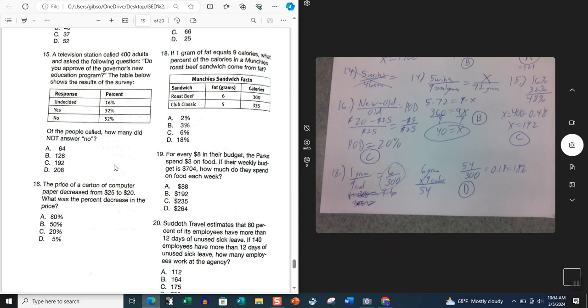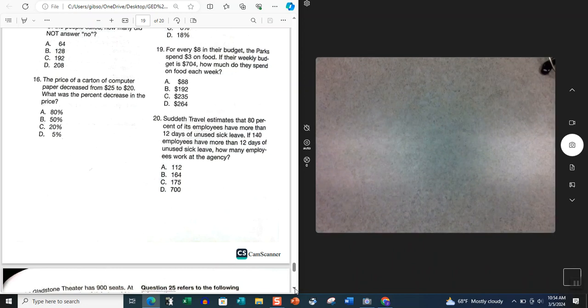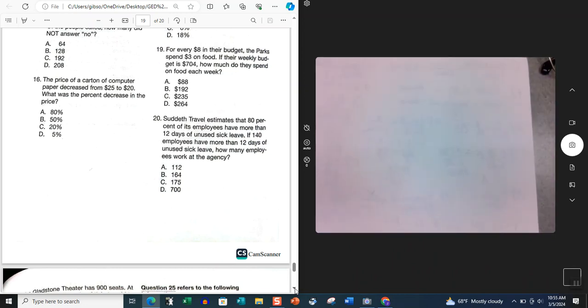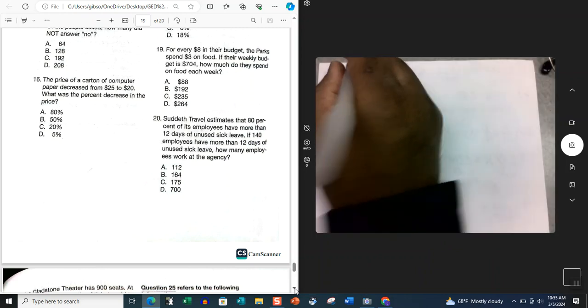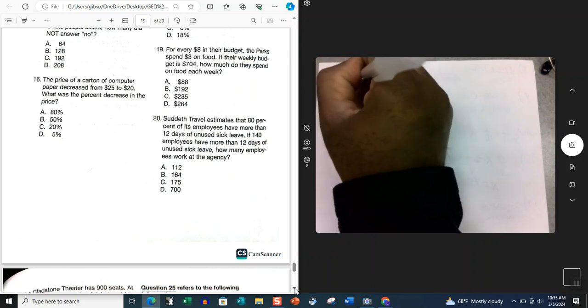Okay, now we go here to problem 19. It says for every $8 in their budget, the park spent $3 on food. If their weekly budget is $704, how much do they spend on food each week? So it says for every $8 in their budget, the park spent $3 on food. So with problem 19, $8 for the budget, $3 for food.